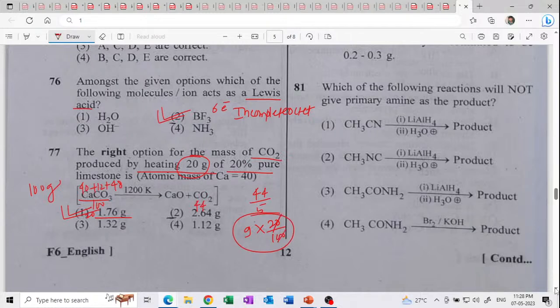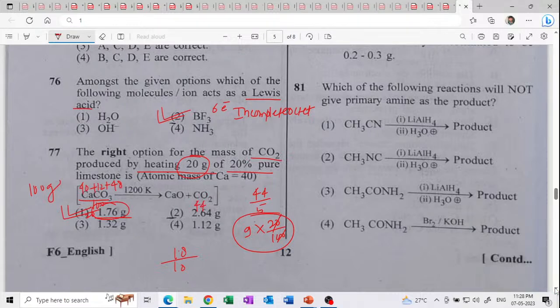Get it? Take 0 down. 9 18. 18 divided by 10, 1.8 is the answer. 18 divided by 10 means 1.8 is the answer. So this is the 1.76 particular. Get it?